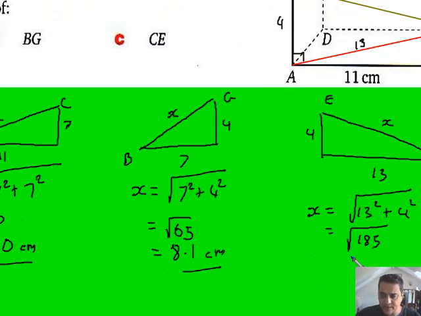So the square root of 185 comes to 13.6 to 1 decimal place. So I'm very happy with that as a good starter question. Alright, so I might get one more on this or not. Yeah, let's do question 2, I think, on the other page.